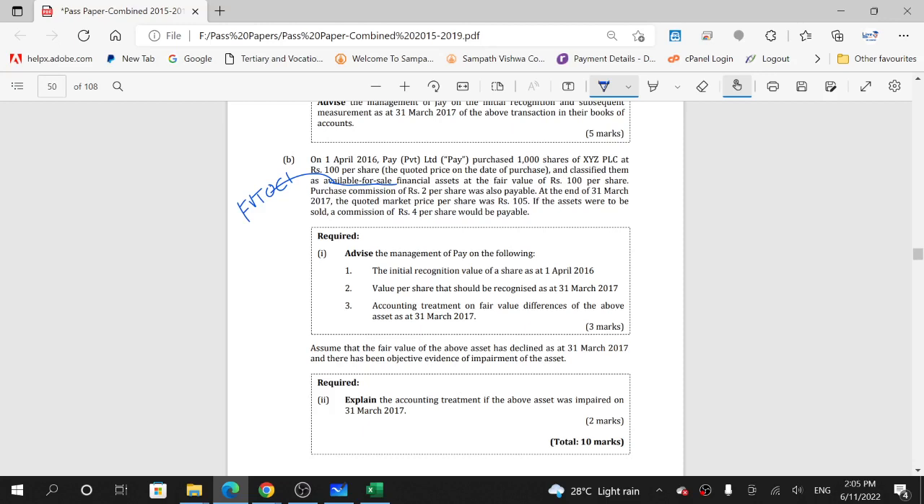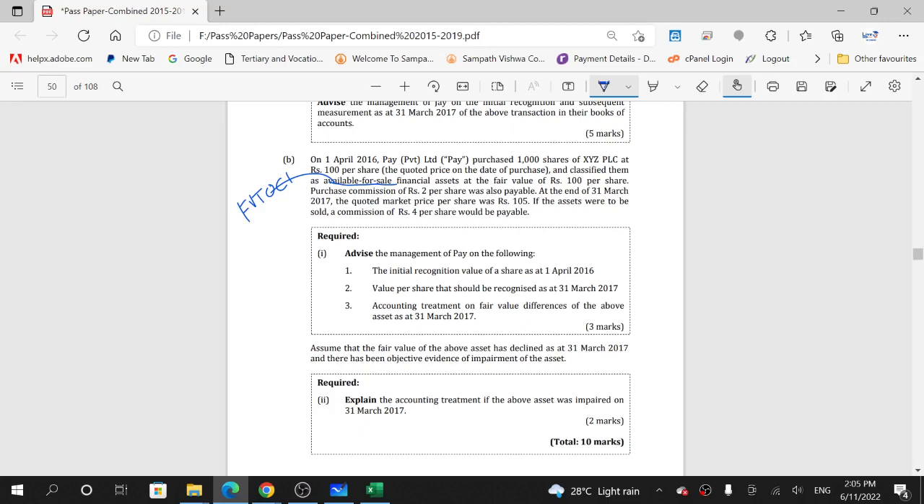Required. Advise the management on pay on the following. The initial recognition value of a share at 1st April 2016. Initial value of a share at 1st April 2016. How much should it be? Because this is a fair value through OCI financial asset, they should recognize the asset initially at the fair value, also plus the transaction cost. Right? Therefore, how much would be the share price value as of this date?